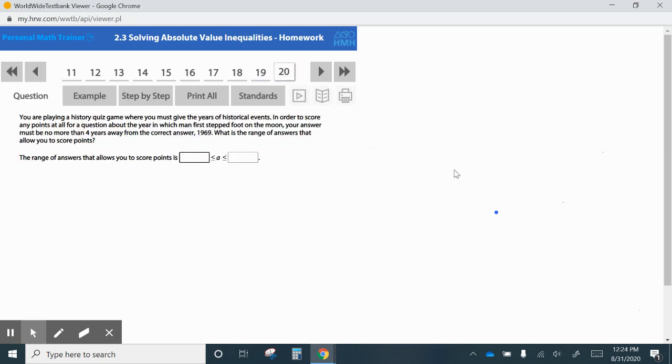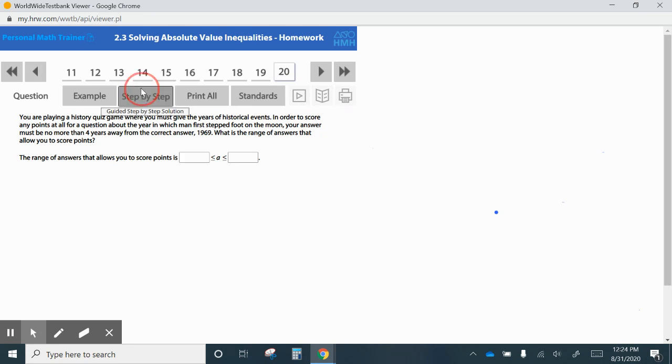Okay, you're playing a history quiz game where you must give the years of historical events. In order to score any points at all for a question about the year in which man stepped on the moon, your answer must be no more than 4 years away from the correct answer. 1969. What is the range of the answer that allows you to score points?